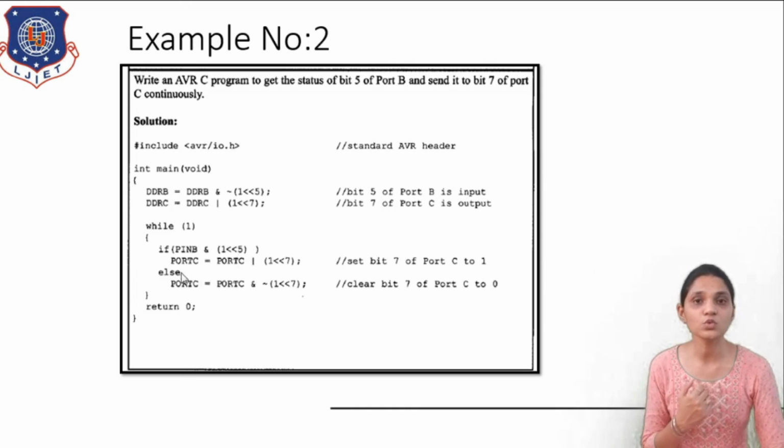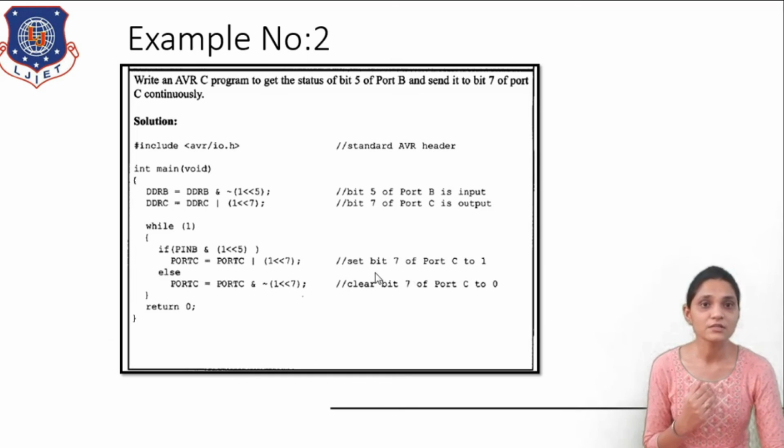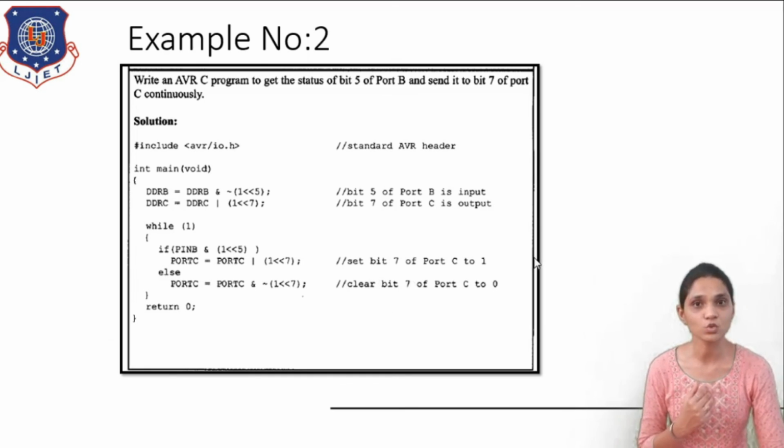If this condition is true, then set PORTC equals PORTC OR 1 shift left 7. So this will set the 7th bit of port C to 1, and if you want to reset, then you have to write PORTC equals PORTC AND NOT operation 1 shift left 7. This will make port C's 7th bit a 0.